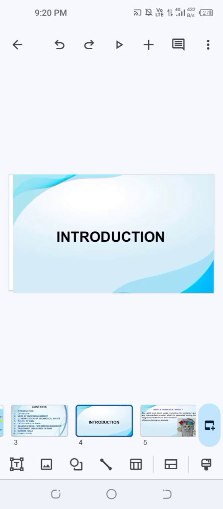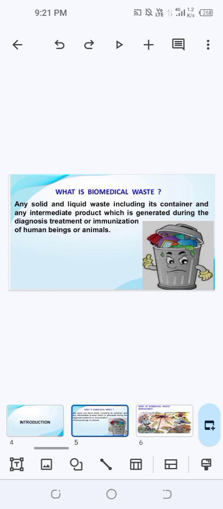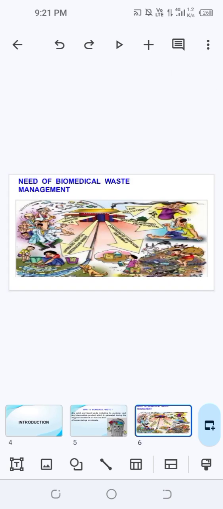And in case of hospital settings, we need to maintain the color coding buckets as per the rules so that we can prevent the patient as well as the attendant from nosocomial infection. Firstly, what is biomedical waste? Already I have mentioned: any solid or liquid waste, including the container or any intermediate product which is generated during the diagnosis time, during the treatment time, and during the immunization time. It is biomedical waste.